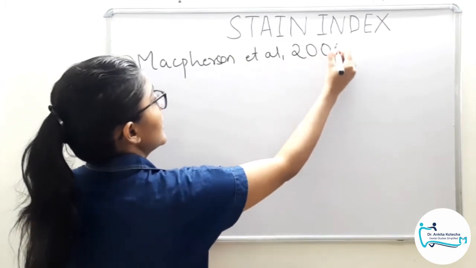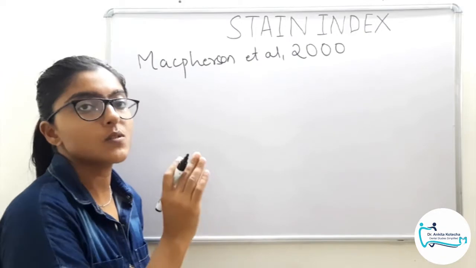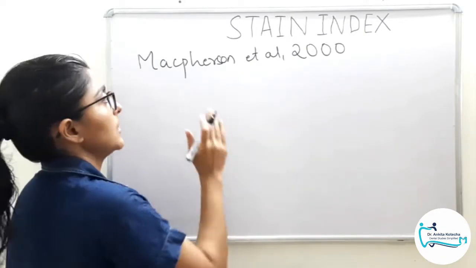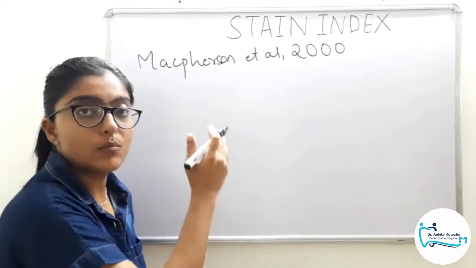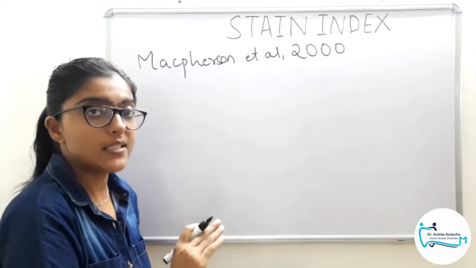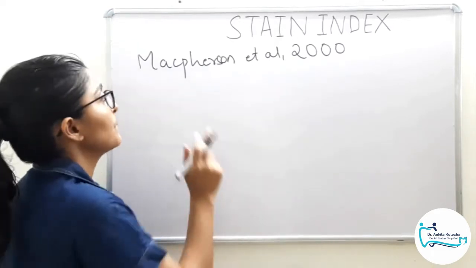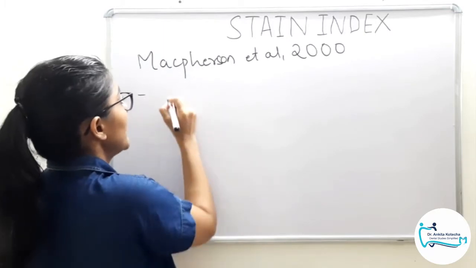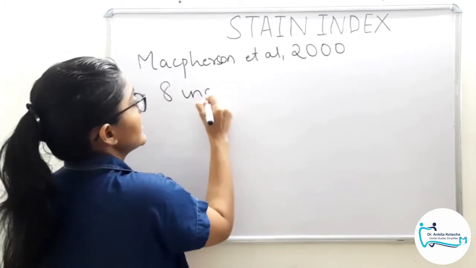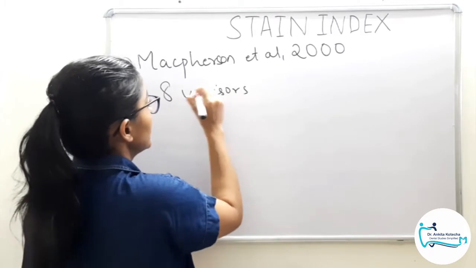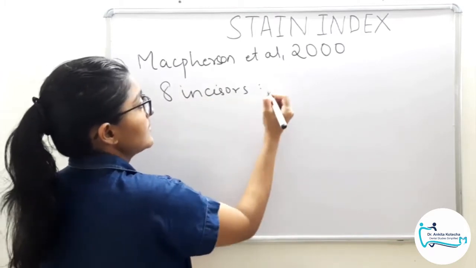The same index, Lobene's stain index, was modified by MacPherson et al. So we will discuss the modified index and simultaneously I will highlight the differences between both indices. Clear? So the first point is the same, that is 8 incisors are the index teeth, but the difference begins here.